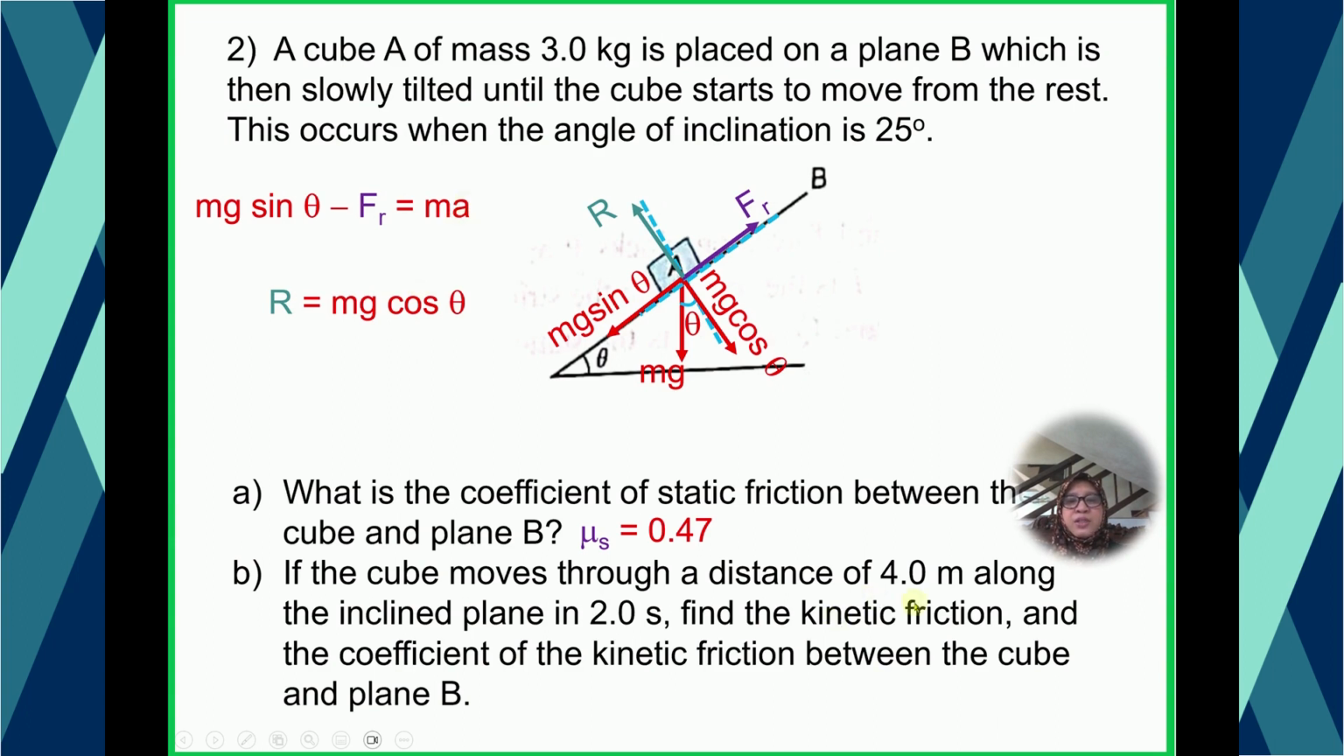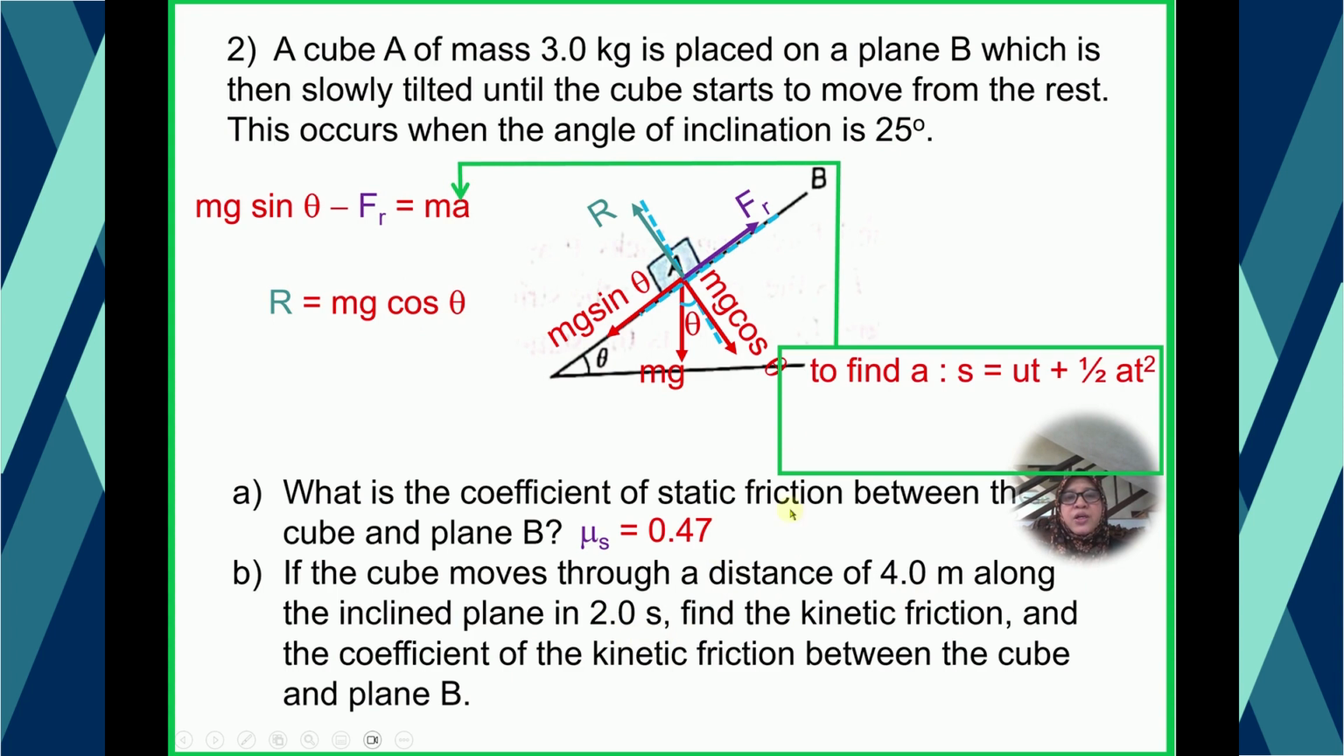From these two equations, we need to find a, the acceleration. From the given information, distance traveled 4 meters and time taken 2 seconds, we can find the acceleration. We can use s equals ut plus half a t squared from the linear equations. We substitute the 4 meter displacement, the initial velocity u is 0 from rest, plus half a, where a is what we are going to find, and the time taken is 2 seconds. Solving for acceleration, we get 2.0 meters per second squared. So you can substitute into this equation.